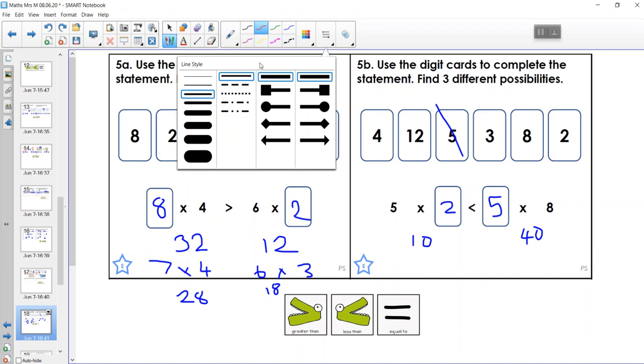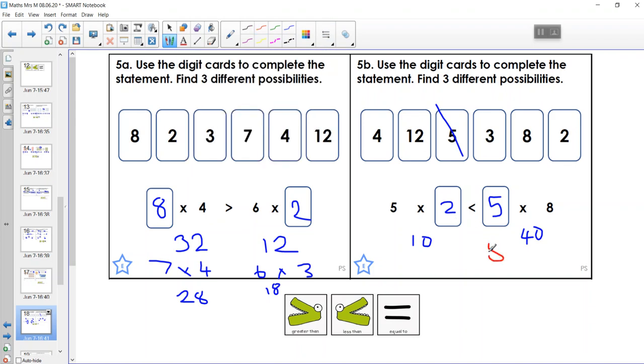I chose a different colour, have another go. If I put an 8 in there, 8 times 8 is 64. And if I put a 3 in here, 5 times 3 is 15.